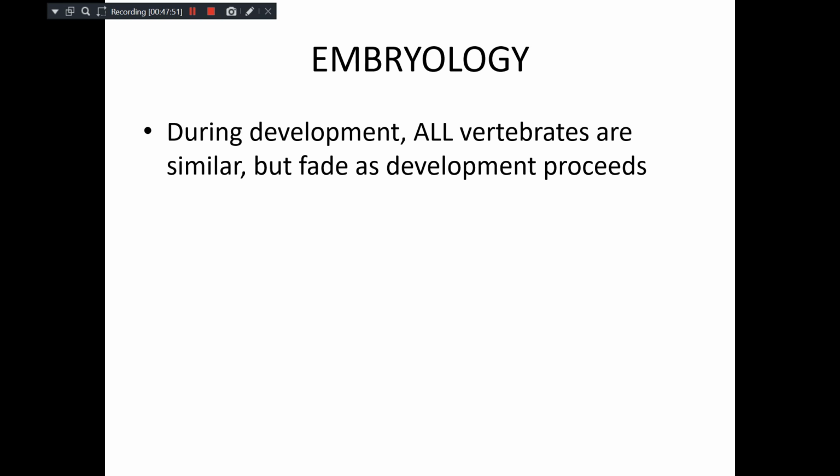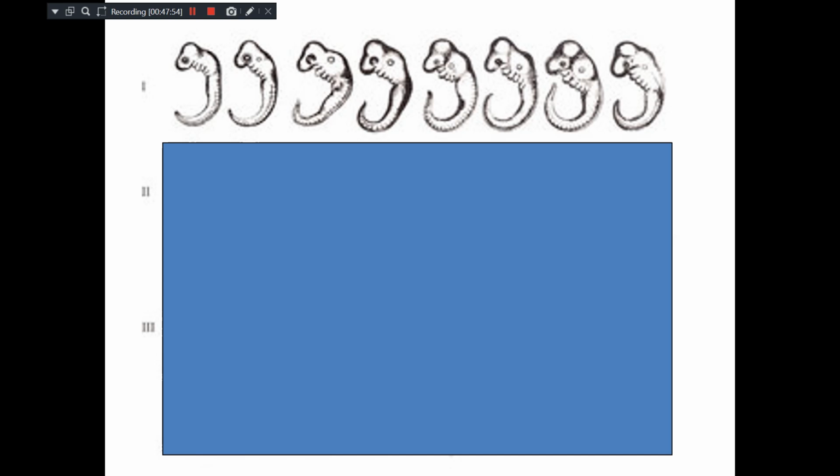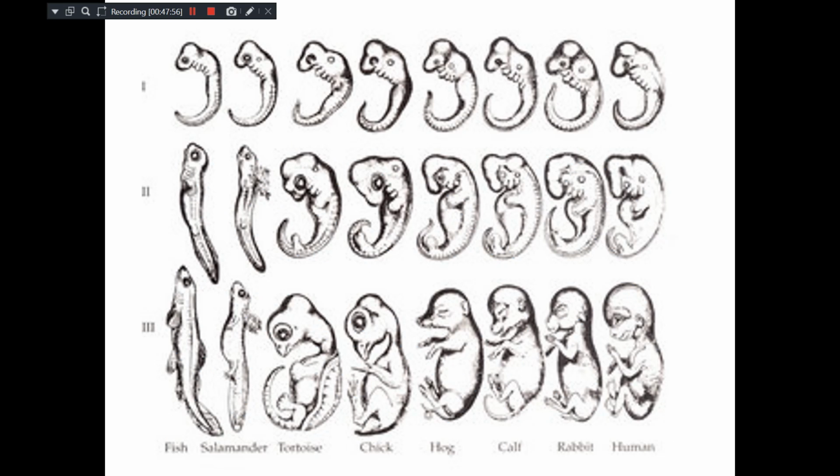All vertebrate embryos are similar, but the similarity fades as the development continues. See, this is in different stages. In the first stage, the embryos of all organisms, either fish, salamander, toad, chick, frog, or a calf, rabbit, or a human, look alike. But when they grow, you can see the differences. In the first row, you can see the early stage embryos, and in the last row, you can see the adult form. How different they are. But initially, all of them look similar.